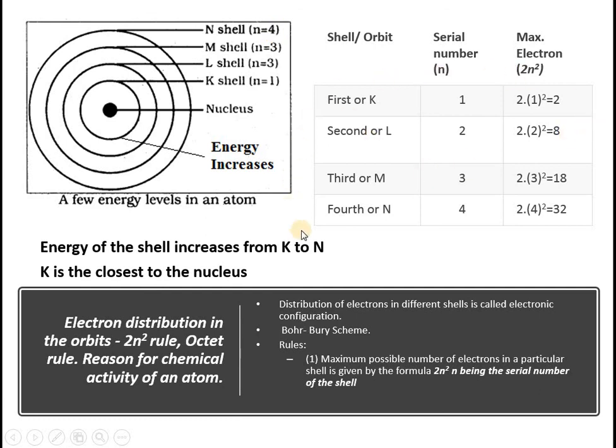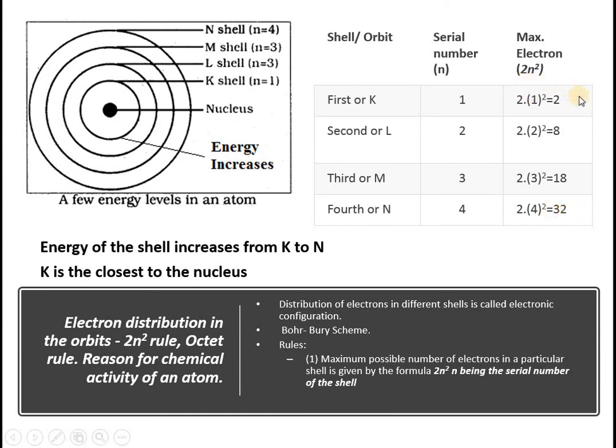Now, the calculation is mentioned over here. For the first shell or K shell, n is equal to 1. So, the maximum number of electrons is 2n square, which is 2. For the L shell, it is 8, that is 2 into 2 square, n is equal to 2. Third shell, n is equal to 3, so it is 18. Fourth shell, n is equal to 4, so the maximum number of electrons is 2n square, and that is 32.